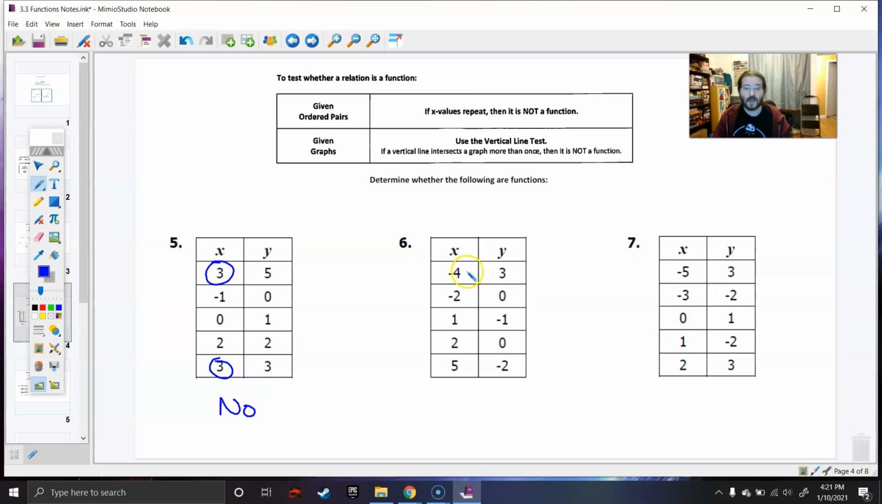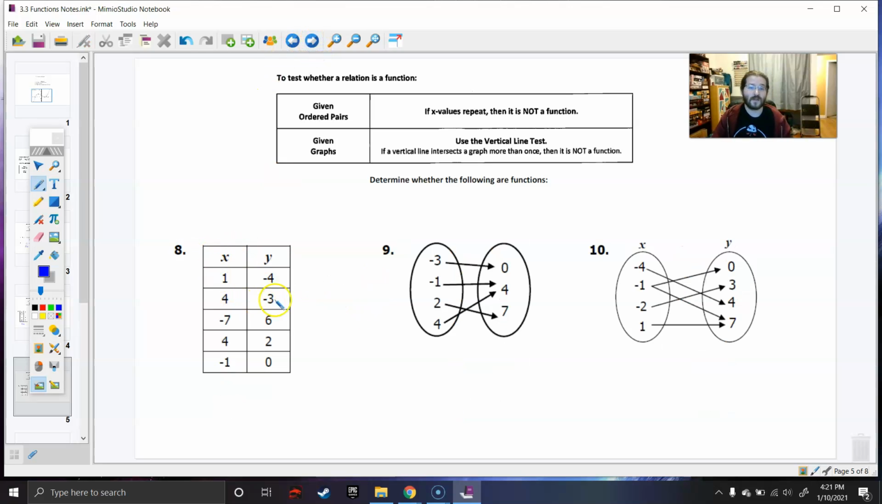So we'll take a look at our next one. -4, -2, 1, 2, and 5 doesn't repeat, so this is a function. -5, -3, 0, 1, and 2 don't have any repeats, so it is a function. Because remember, we're only looking for x values, and if we have any that repeat, we know it's not a function. All right, I got one more of this type. We have 1, 4, -7, 4, and then -1. So we have a repeating x, so we know that this is not a function.